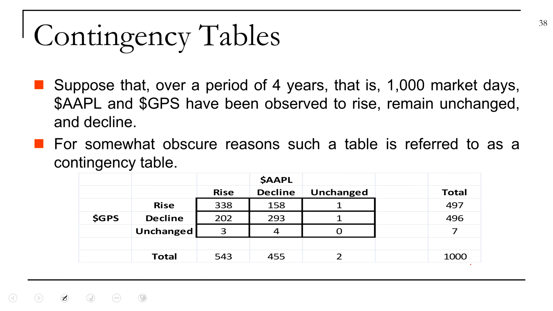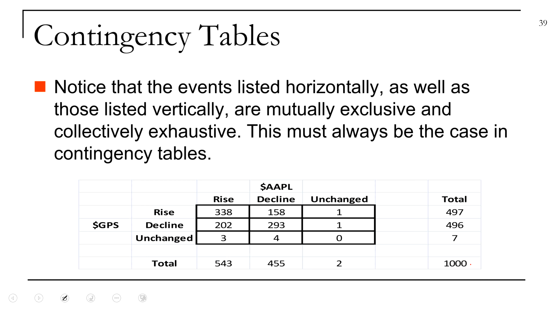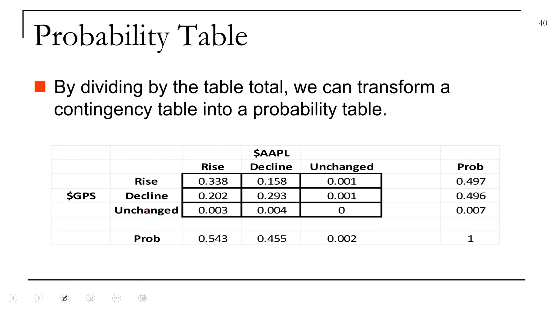So this is a table of counts, and notice that we have the different outcomes this way and this way. The outcomes are mutually exclusive and exhaustive. Keep that in mind. A table of counts is not entirely that useful. We divide by the total of 1,000 days, and we get what's called a joint probability table.